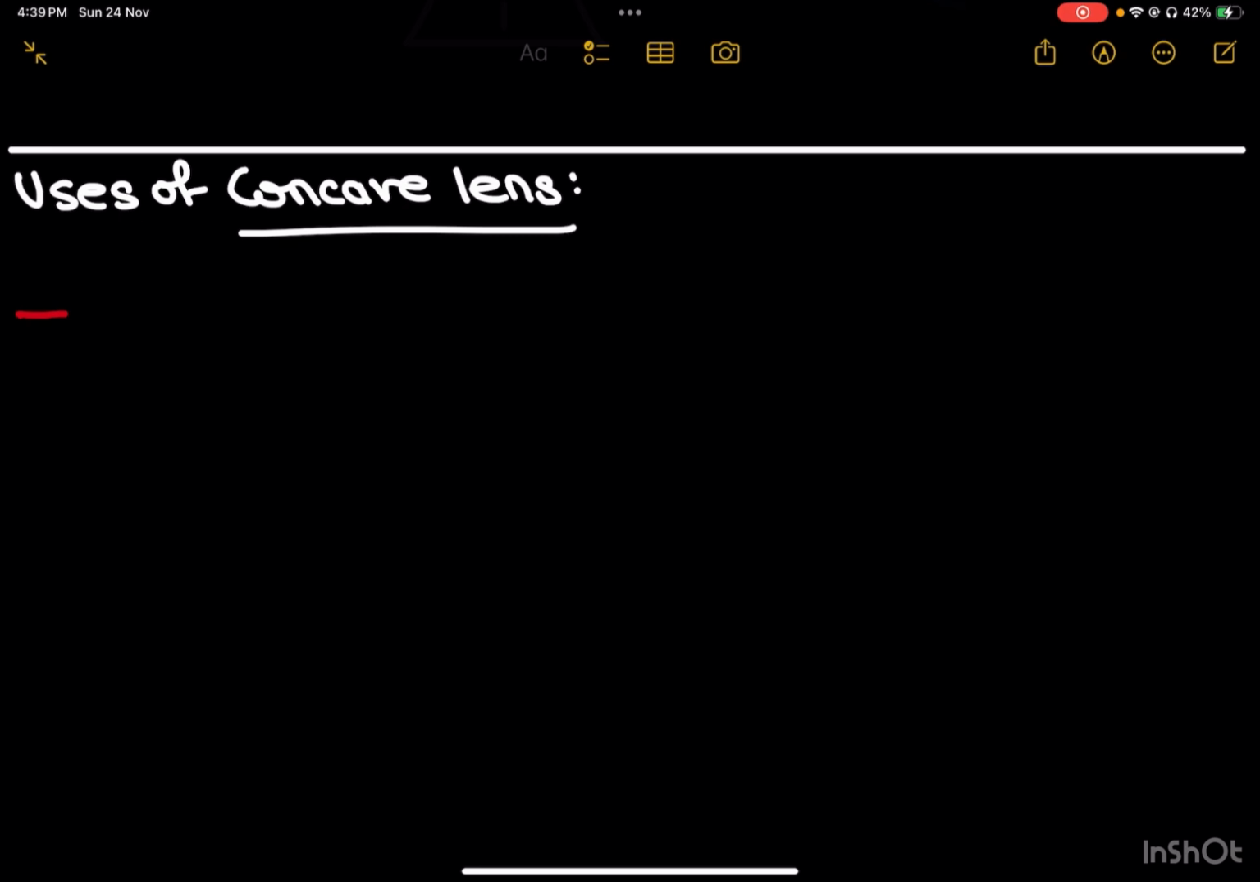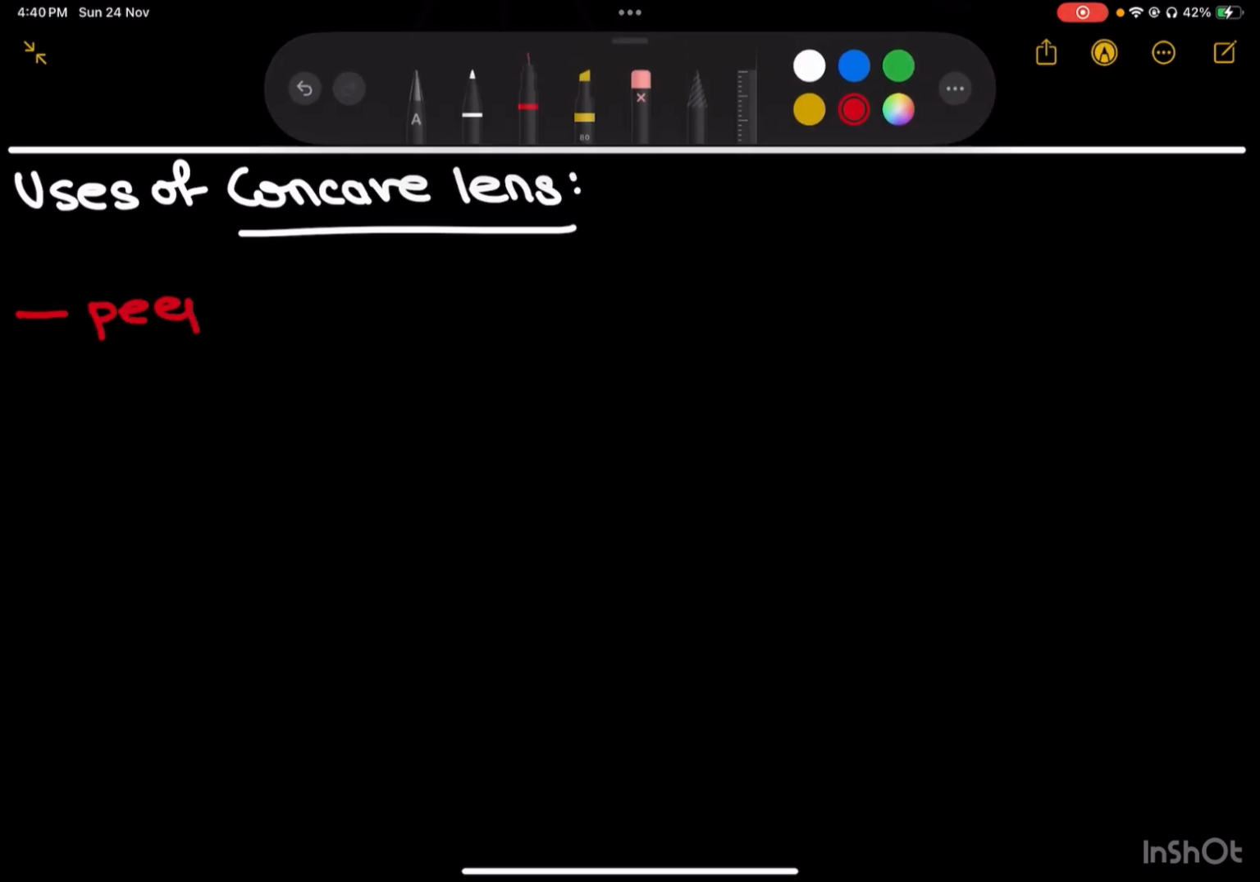Basically, as the concave lens diverges the light rays, it gives a wider field of view, right? So before opening the door, you can see who is there outside. That is why it is used for peepholes. They are known as peepholes, or people also call them door viewers. Kind of odd, but okay.